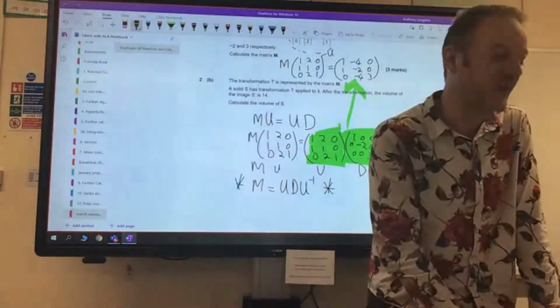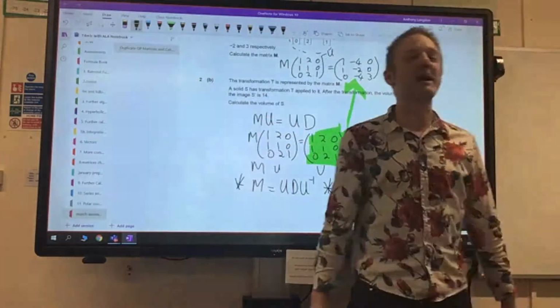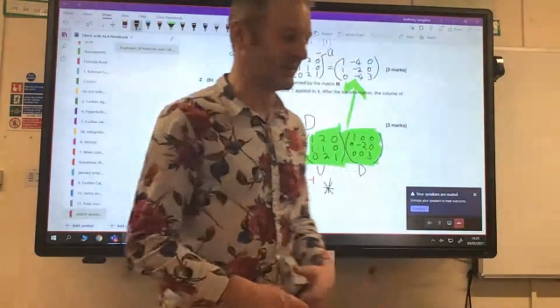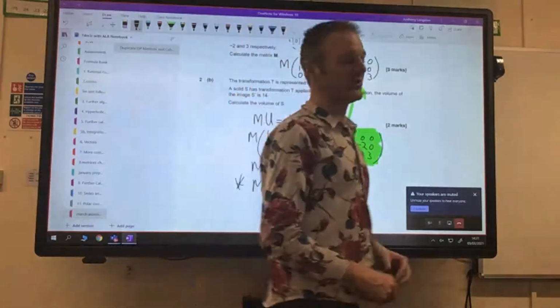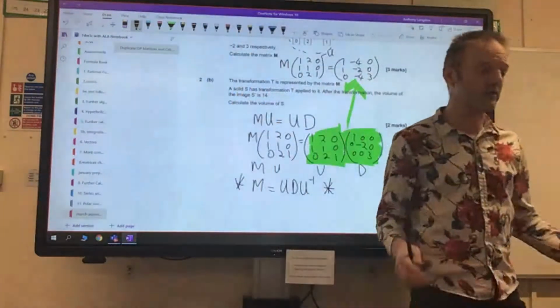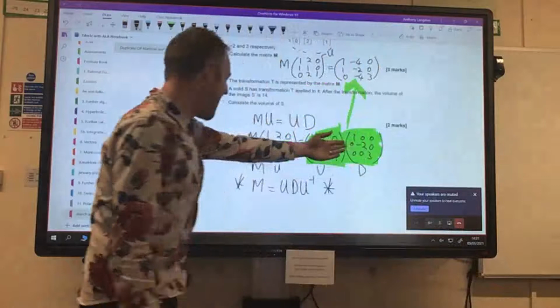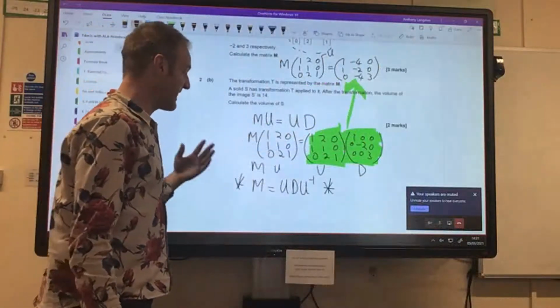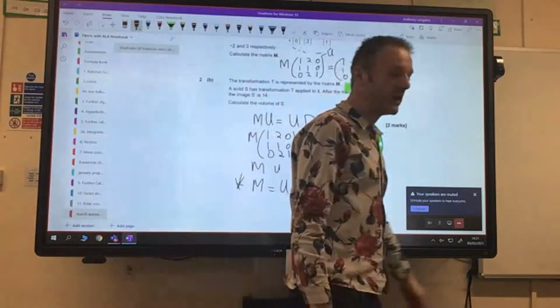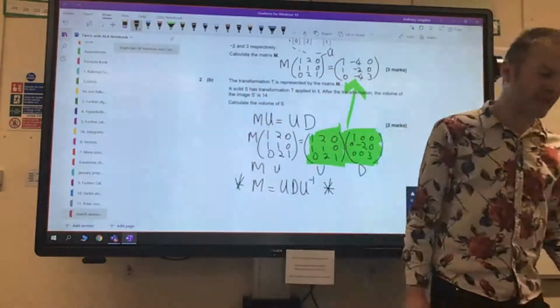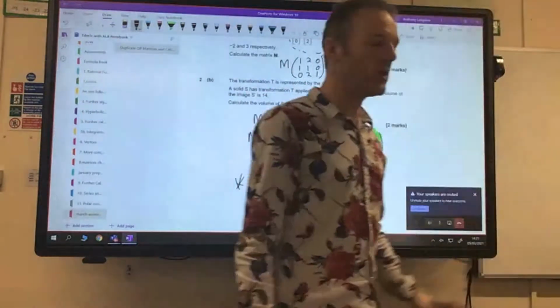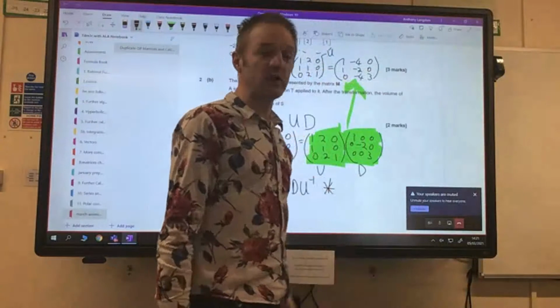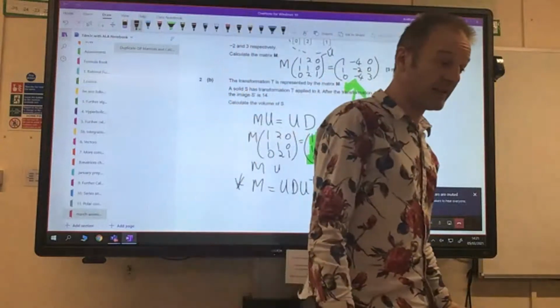So you could use the calculator. You use the calculator. And I did my best, guys, to help you with that by sending an email beforehand warning you to use a calculator where you could. It's only 3 marks. You can tell you've done quite a lot of work to get to this M equals U D U minus 1. If you've written down what D is, and you've written down what U is, and you know M equals U D U minus 1, surely that's got to be worth at least 2 marks.